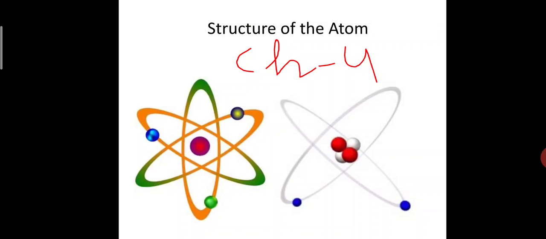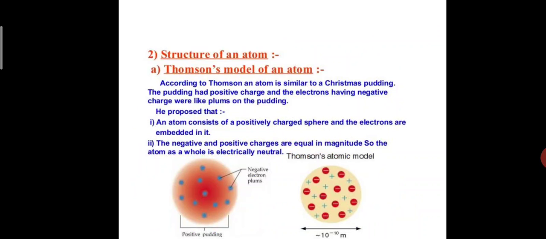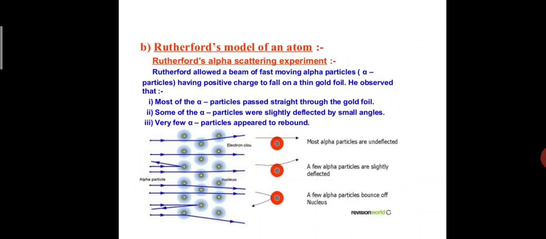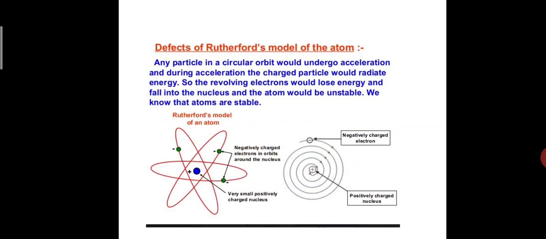In this chapter you will learn about some atomic particles and the various models that have been proposed to explain how these particles are arranged within the atoms. You will learn about the atomic particles electron, proton and neutron, and the various models: Thomson model of an atom, Rutherford model, and the Bohr model of an atom. In this chapter you will learn.